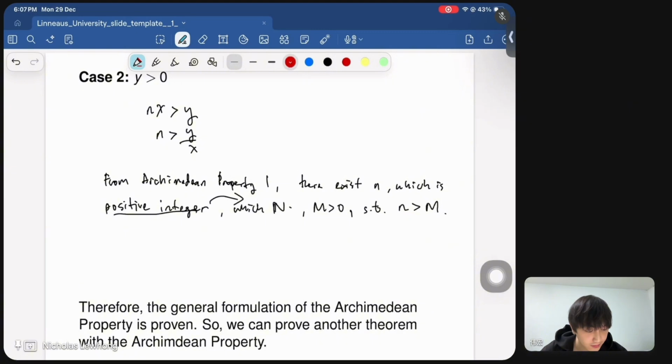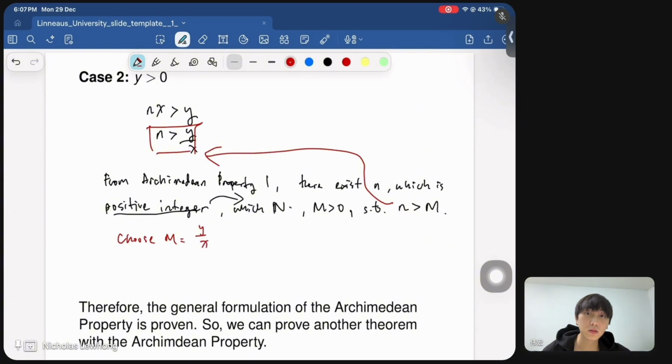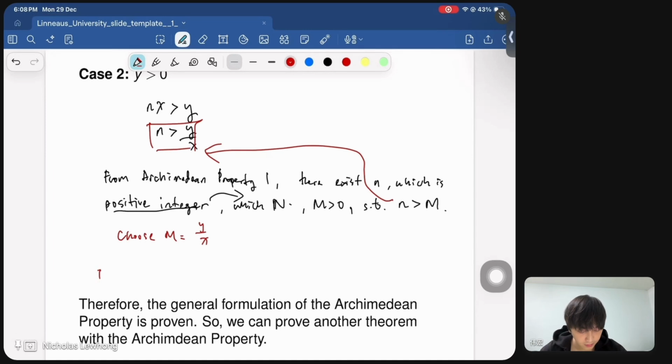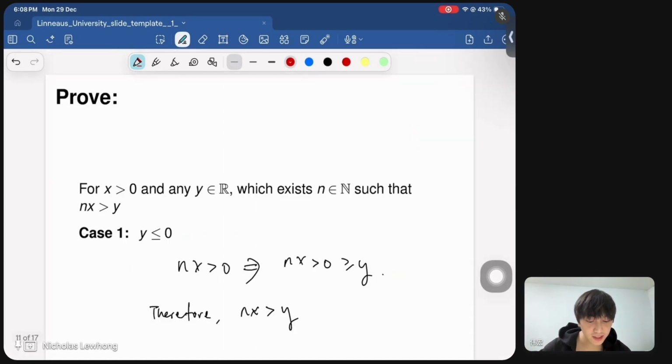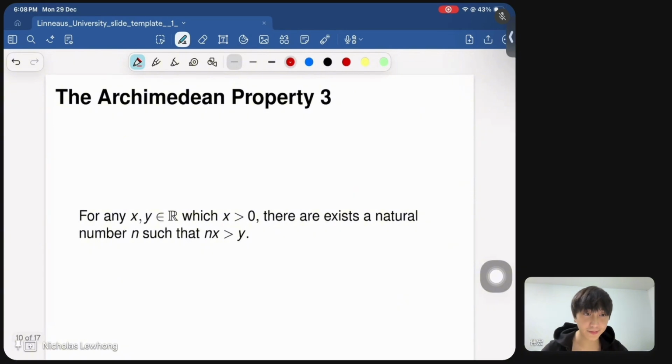So look back to here. This is Archimedean property 1, right? n larger than y over x is our Archimedean property, right? So we choose m to be y over x. So it holds. The Archimedean property 1 holds these inequalities. Therefore, it is proven that the Archimedean property 3 is correct, right?